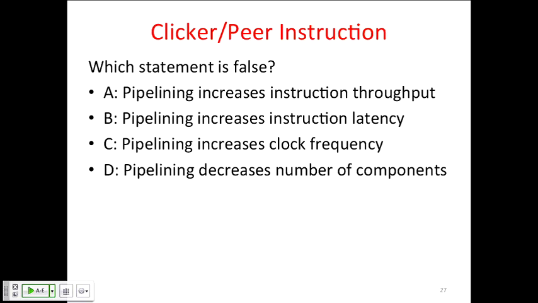So that's true. Pipelining increases clock frequency. Hopefully you are listening. We just said that in the slides a few slides ago. That's the whole goal. So the one thing that is false is that pipelining decreases the number of components. You need to add the registers to provide the pipelining, to separate the different stages from each other. So that's the correct answer. Pipelining increases the number of components.